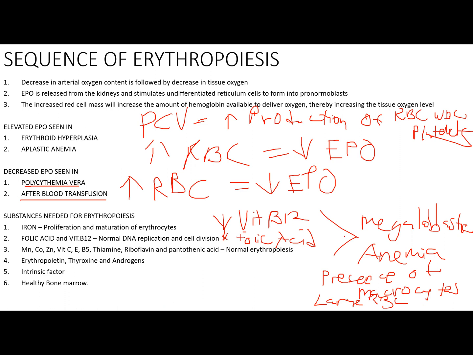Now, other substances needed for erythropoiesis, class, are your manganese, your cobalt, your zinc, your vitamin C, E, B5, thiamine, riboflavin, and your pantothenic acid, which are all needed for your normal erythropoiesis. Then we have your erythropoietin, thyroxine, androgen. We have your intrinsic factor and a healthy bone marrow. So please copy.